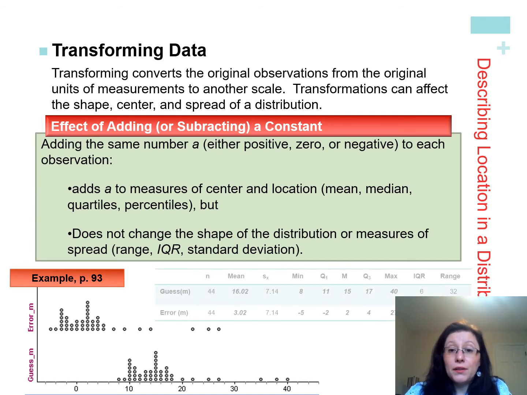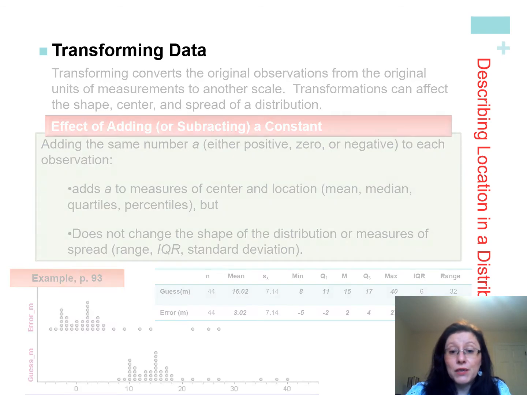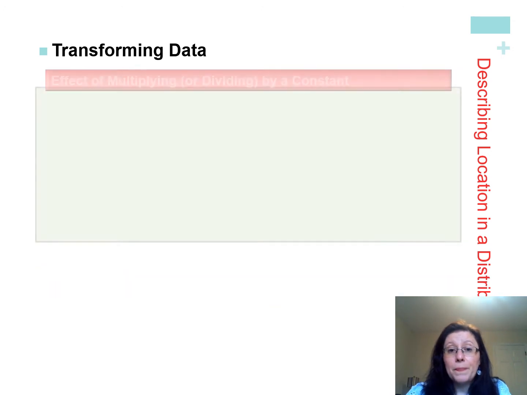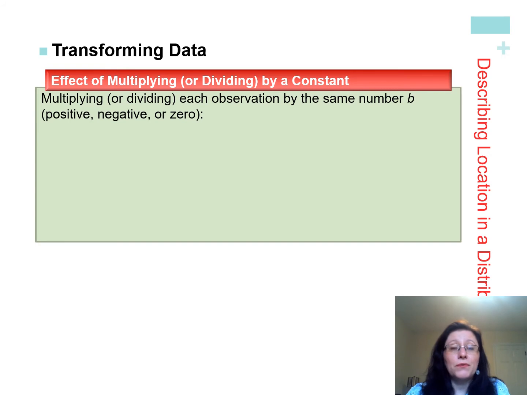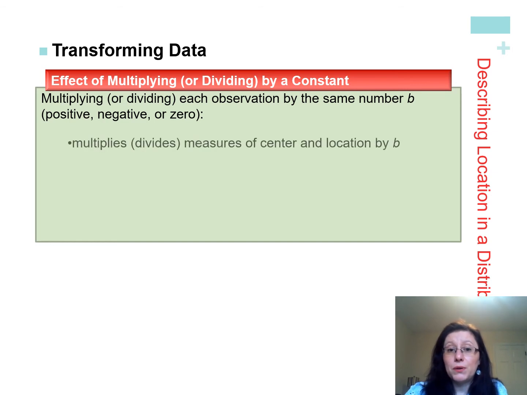Now, another way we can transform data is by multiplying or dividing by a constant. Like, for example, if your data set was in inches and you wanted to change it to feet, or if it was in yards and you wanted to change it to feet. If it was in centimeters and you want to change it to millimeters, right? If you have to multiply every number by a constant, or divide for that matter, right?